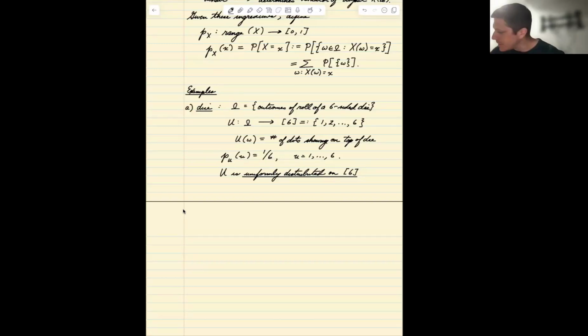It's important to note that there is a difference between the values that the random variable takes, 1 up through 6, and the outcomes of the die, even though in principle that's the way we naturally refer to them.